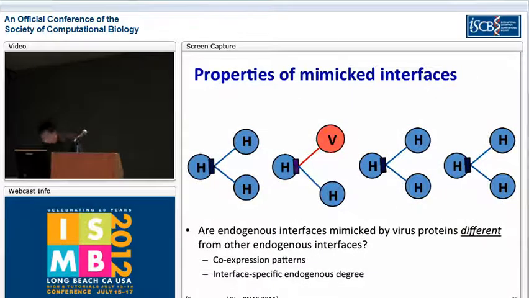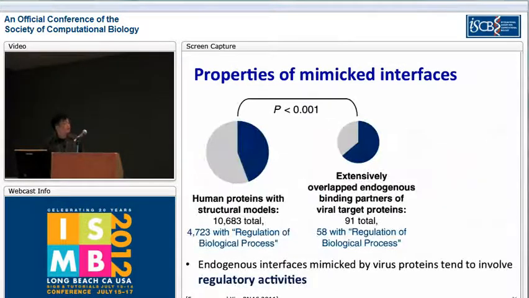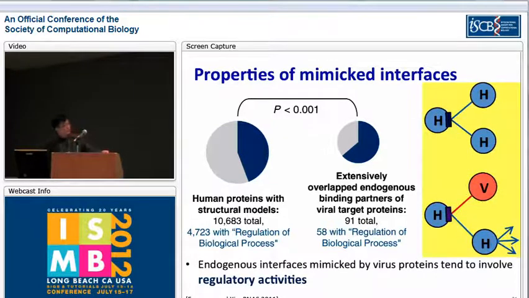So the other thing we can check is, what about the function of these human proteins which are targeted, which share the same interface as the virus targets? It turns out that they're significantly more likely to be enriched for regulatory activities. Here more than half of them are enriched. More than half of these proteins have a regulatory activity annotation, whereas slightly less than half in the human proteome in general have a regulatory activity. And here's a picture. These arrows represent regulatory activity.